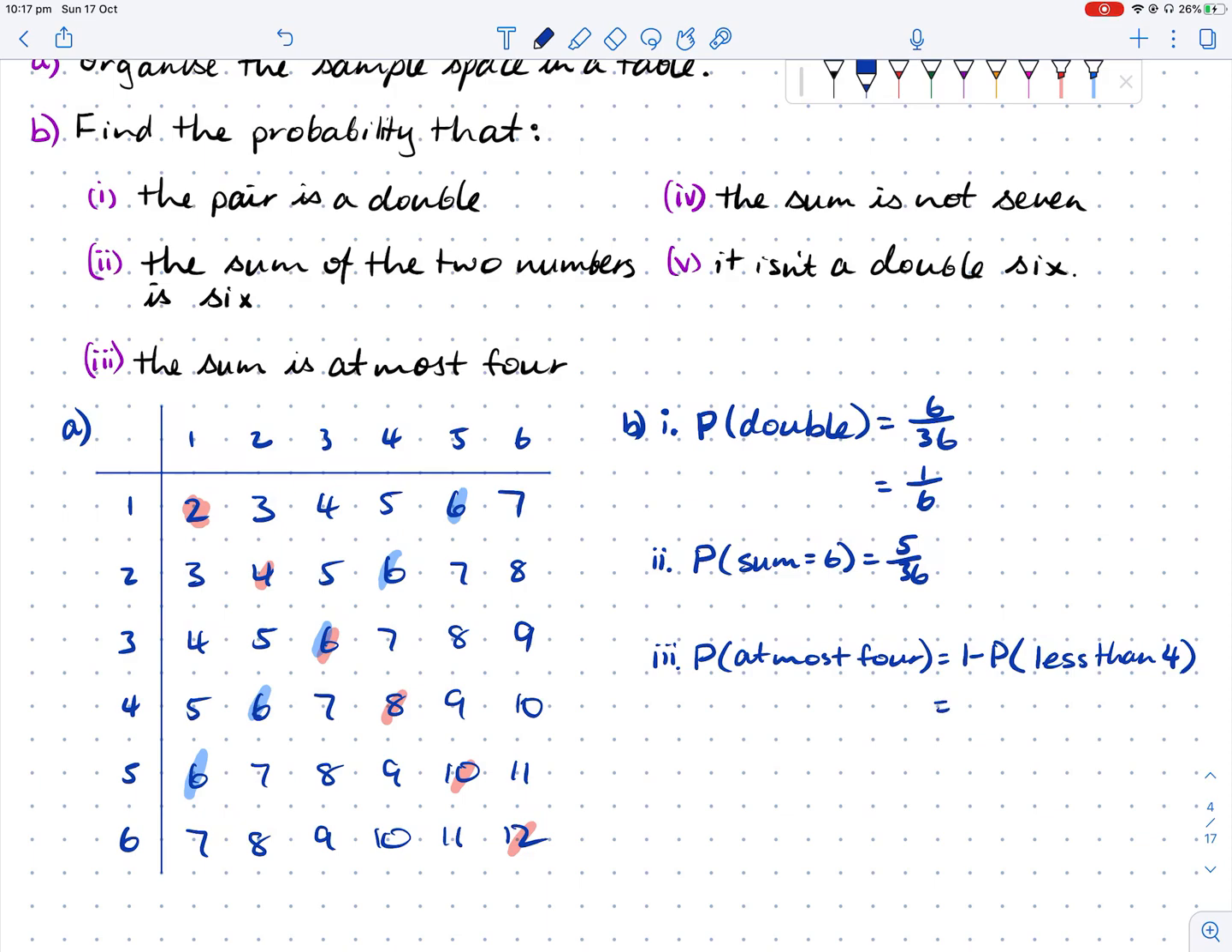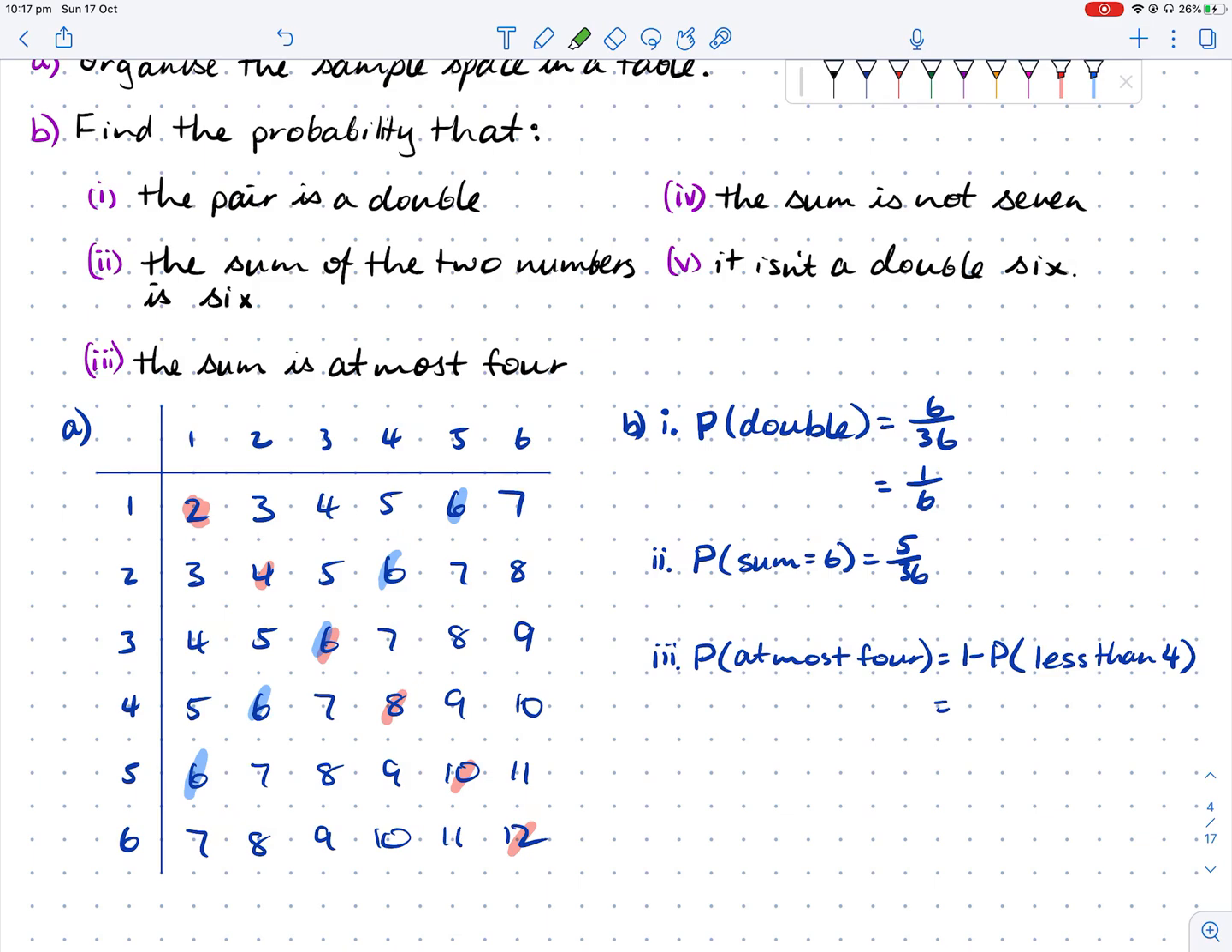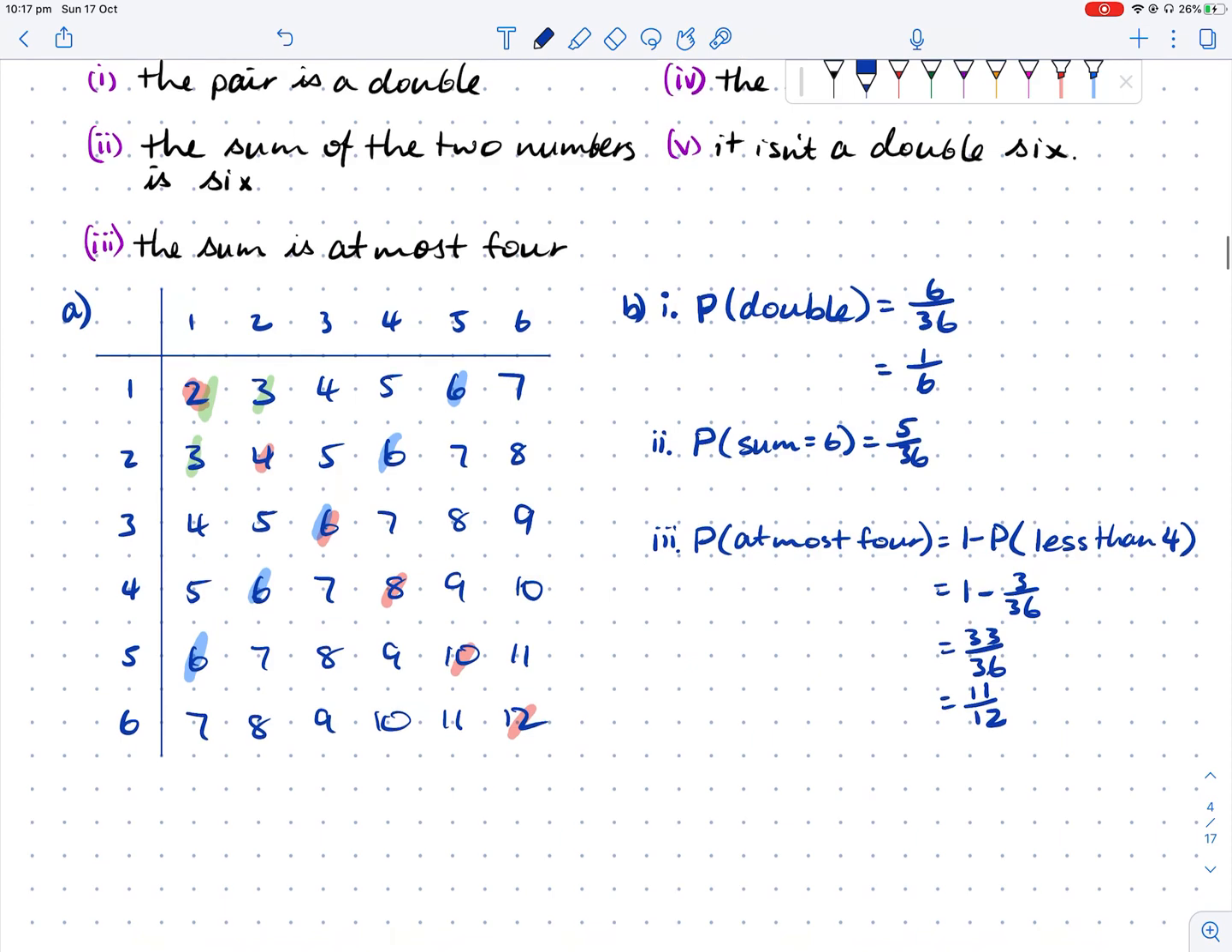And that's actually not too hard to calculate, because if you look at your diagram, if you want less than 4, then it's that one, and that one. So then you've got 3 values. So that's 1 minus 3 of 36. That's going to be 33 of 36. All that simplifies to give 11 out of 12. So sometimes that's just a little bit easier. Otherwise, you could have just added up all the other ones.